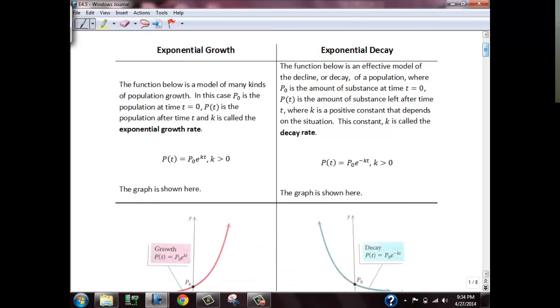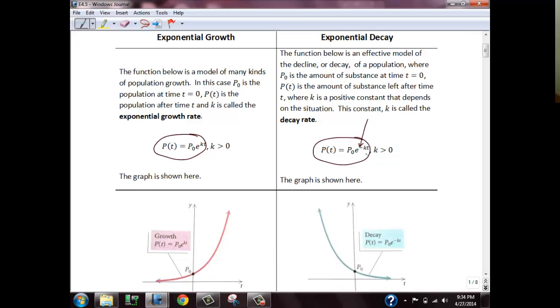So if you notice, there's a little explanation of everything. But this function and this function look almost identical. The only difference is this little bitty negative here in the exponent. If it's an exponential decay, meaning over time we are decreasing the amount of the population or the material or whatever it is we're talking about, then if you look at the graph below, obviously this is going to be a decreasing function. In order for it to be a decreasing function, our rate should be negative, right? Or it should be decaying. So that's why there's a negative on this second function.